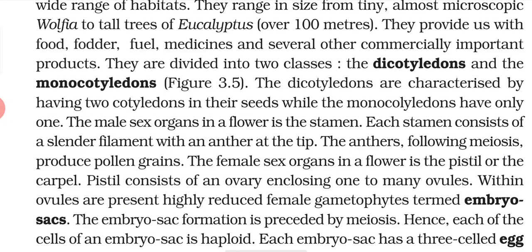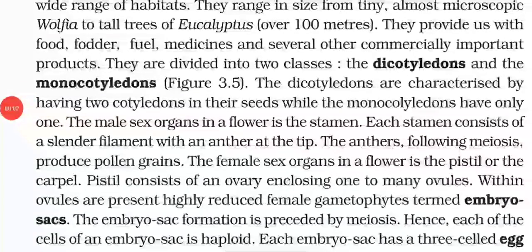The male sex organ in the flower is the stamen, and each stamen consists of a cylindrical filament with an anther at the tip. So the male sex organ of the flower is the stamen, and this stamen has a cylindrical filament, and on the top it has the anther. Now the anther undergoes meiosis to produce pollen grains. So after meiosis, it will produce the pollen grain.